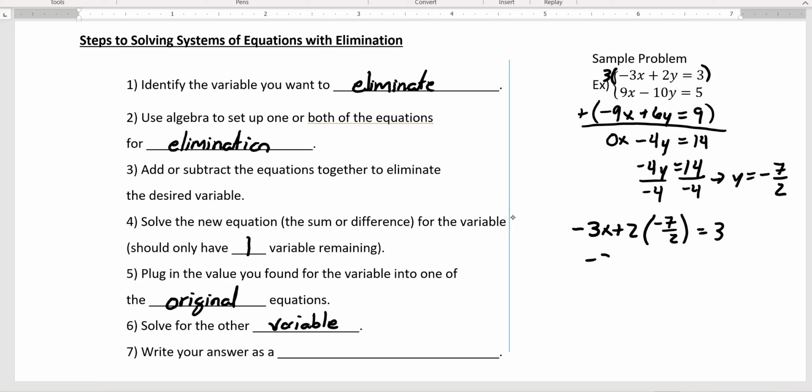And now I can solve for the other variable, in this case, x. So I'm going to say negative 3x, these 2's would multiply out, minus 7 equals 3. Add 7 to both sides, 3 plus 7 is 10. So negative 3x is 10, divide by negative 3, divide by negative 3. And we find that x equals negative 10/3. Now notice my answer is fractions. That can happen. Don't be afraid if you get fractions for your answers. And of course we need to write our answer as a coordinate pair.